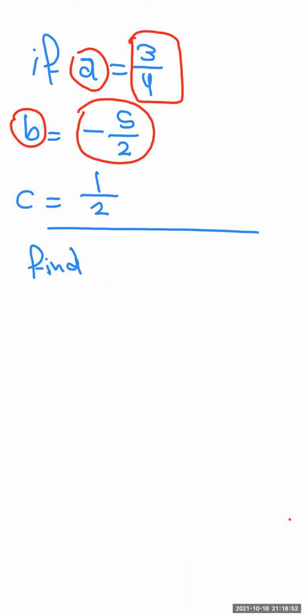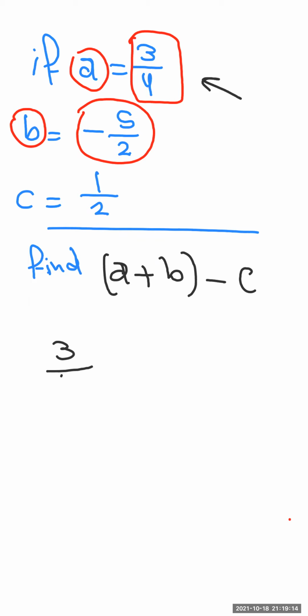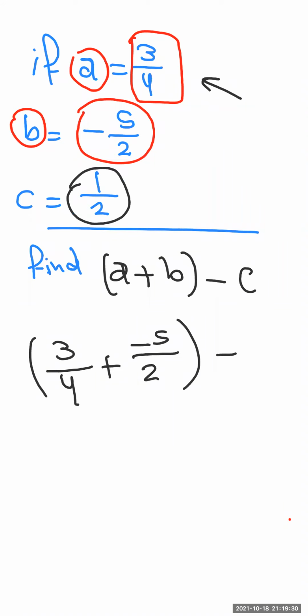Okay. So the next requirement is A plus B minus C. Here, guys, between the two brackets, A plus B. So we have to add A plus B first, then subtract C from the result. A means 3 over 4, plus B, which is negative 5 over 2, minus C, which is 1 over 2.